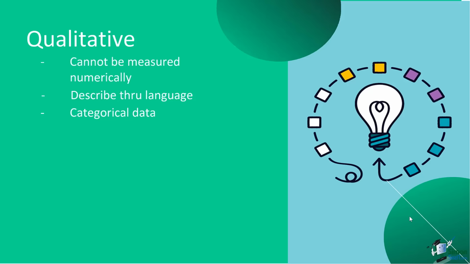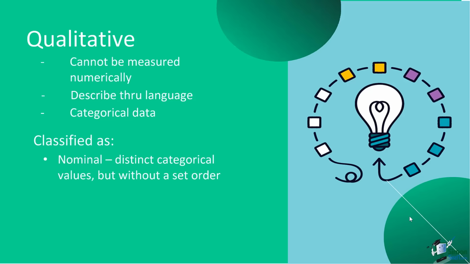Qualitative data can be further classified into nominal or ordinal data. Fields with nominal data have distinct categorical values but without a set order. They are usually used for labeling. For example, product names or customer names are nominal data as they have distinct values but do not have a required order. Other examples are countries, titles, and blood types.